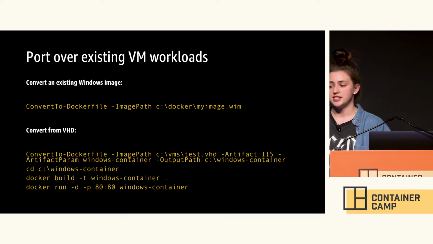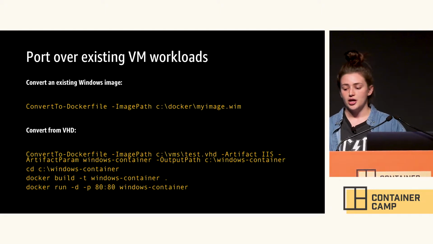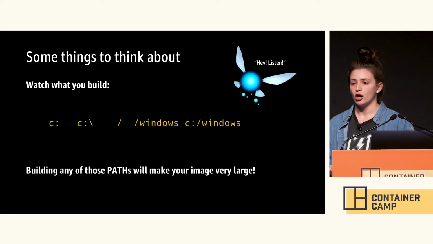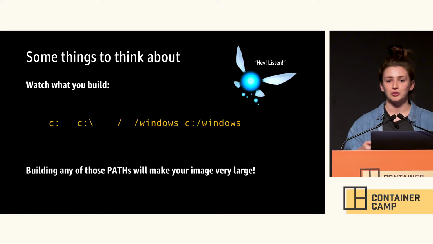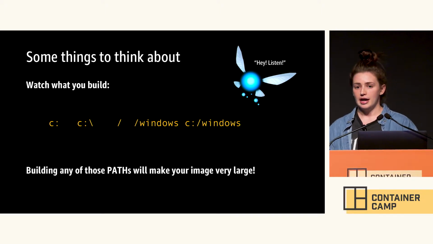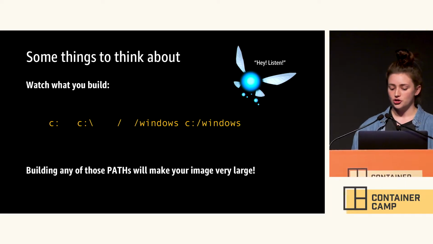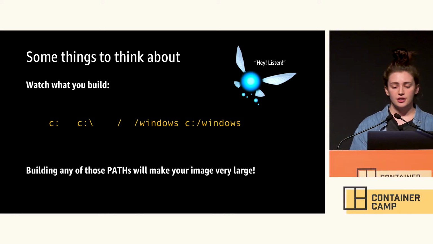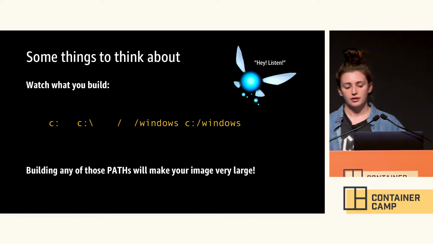A couple tips for Windows, though. You can convert over existing Windows images. There's a nice little command called convert to Dockerfile. You can convert from PhDs also. Windows, it matters a lot more about the paths that you build, right? So there's a couple directories, a couple drives that have really terrible consequences when you build them. They'll make your image extremely large. There's a pull request out there for quite a while, and I'm not sure whether it's been merged or not yet, that was explicitly forbidding you from building some of these paths. I haven't checked recently, but fingers crossed, that is something that gets merged at some point.